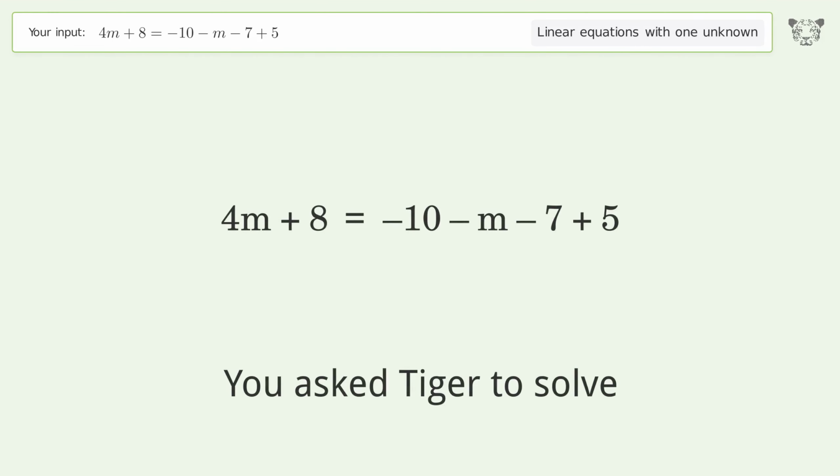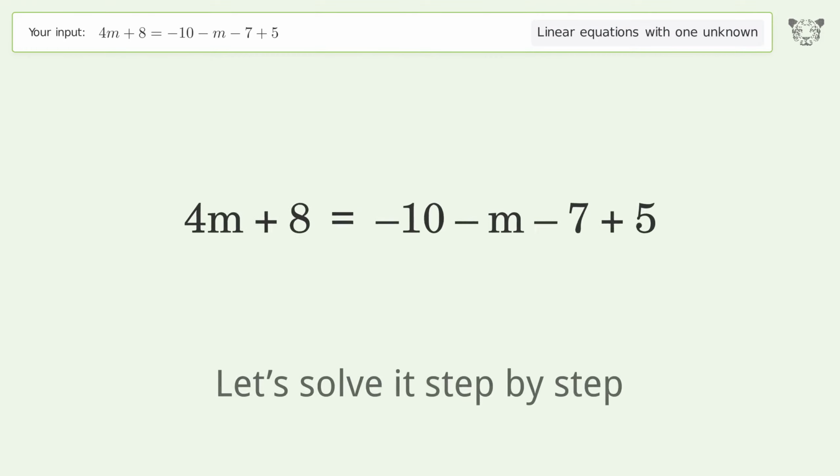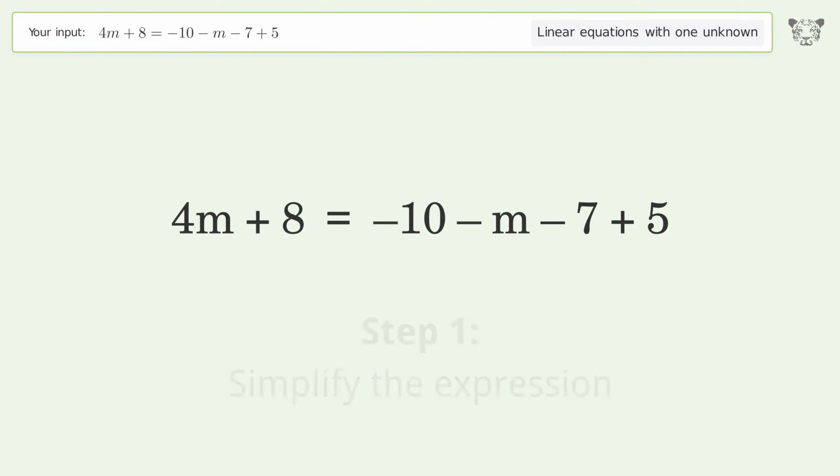You ask Tiger to solve this. This deals with linear equations with one unknown. The final result is m equals -4. Let's solve it step by step. Simplify the expression. Group like terms.